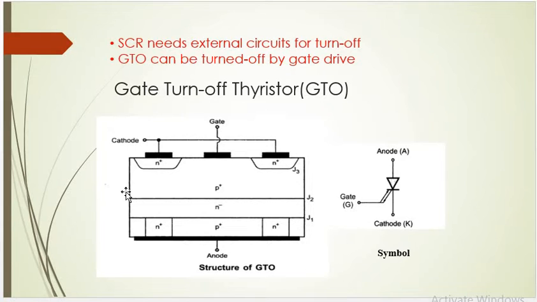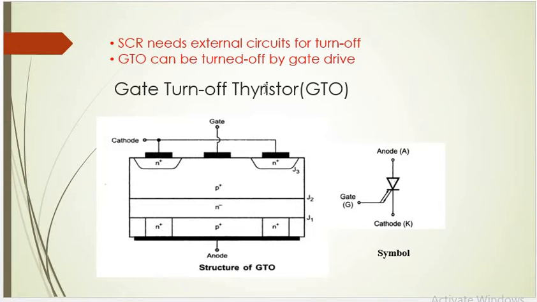So next we are going to see about the gate turn off thyristor. This is one type of SCR. So what is the difference between your SCR and your gate turn off thyristor? In an SCR we turn on by giving a gate signal, but it cannot be turned off by removing the gate signal. So to turn off the thyristor, that is the SCR, we have to use a circuit to turn it off. So it is not an easy one.